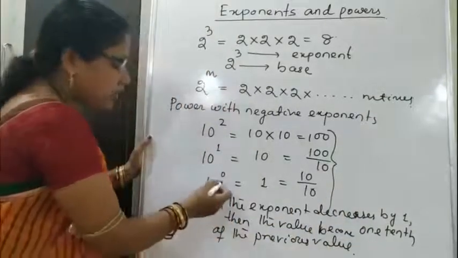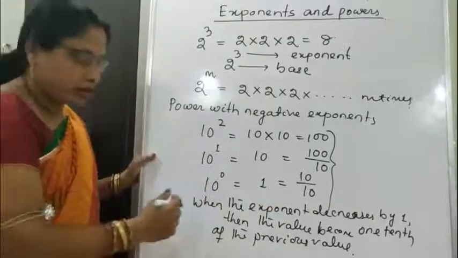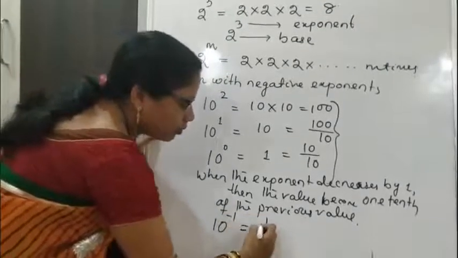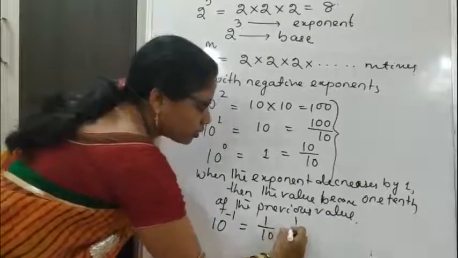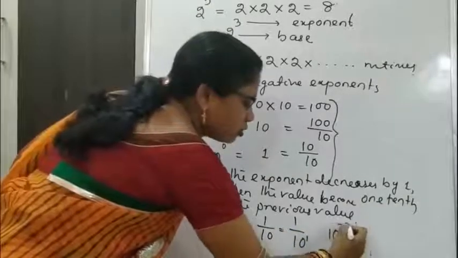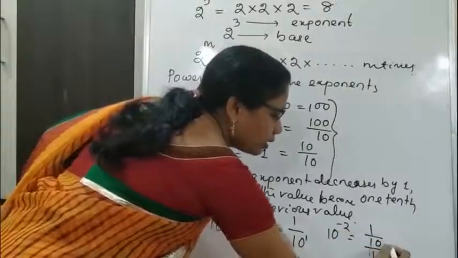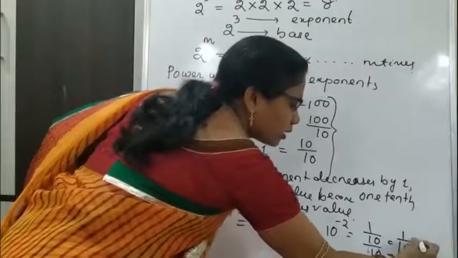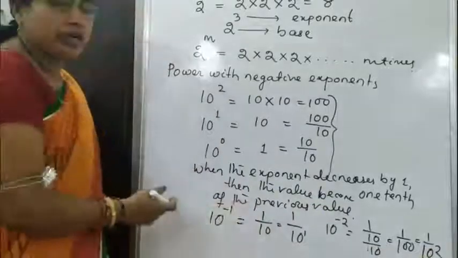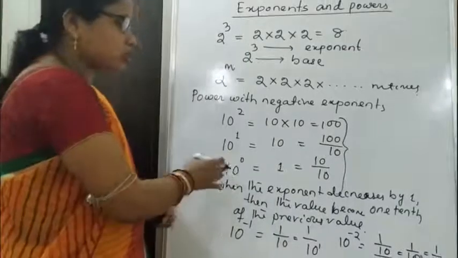So 10 to the power 0 is equal to 1. If we again decrease the exponent by 1, then 10 to the power minus 1 will be 1 by 10, which is equal to 1 by 10 to the power 1. Or 10 to the power minus 2 is equal to 1 by 10 by 10, which is 1 by 100. So this is equal to 1 by 10 square. In this way we can find the value when the exponent is negative. Let us discuss more about this.